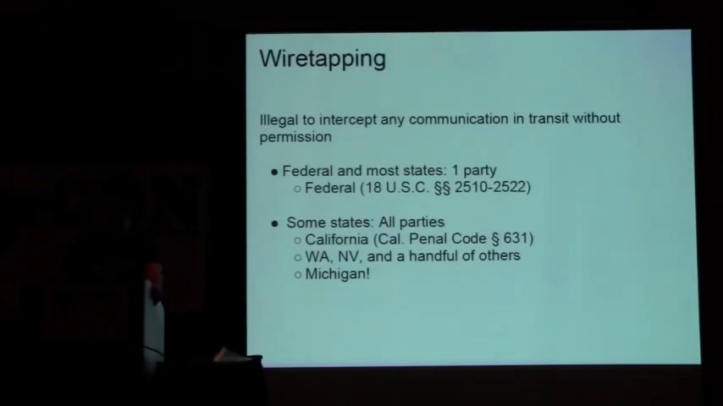Michigan is an all-party state. You have to have permission from everybody who's a party to the communication before you can intercept. His question is, is that the same thing as recording the conversation? Yes, in that I guess if you intercepted it but never did anything with it, then no one would know.